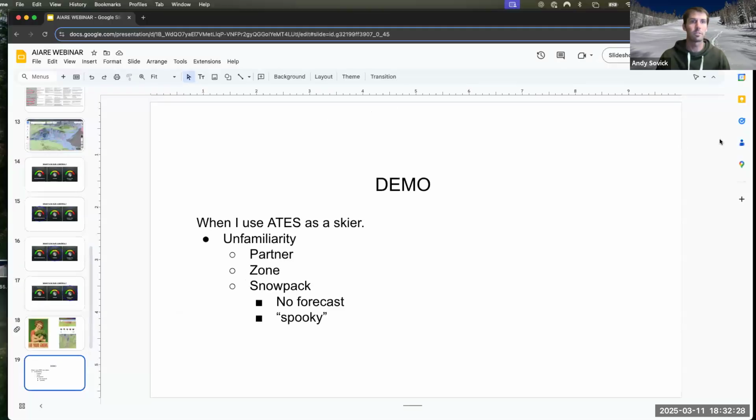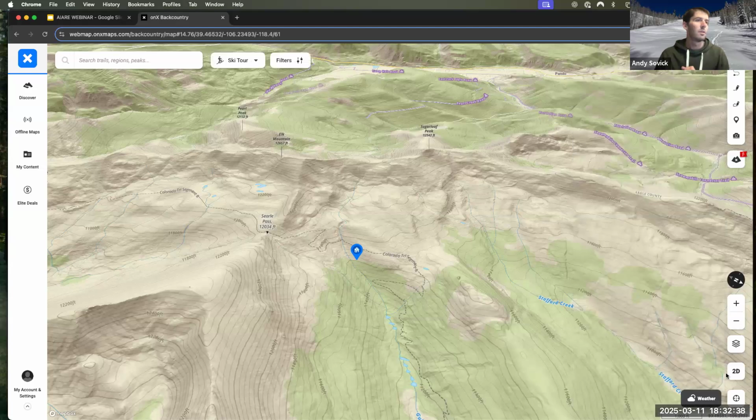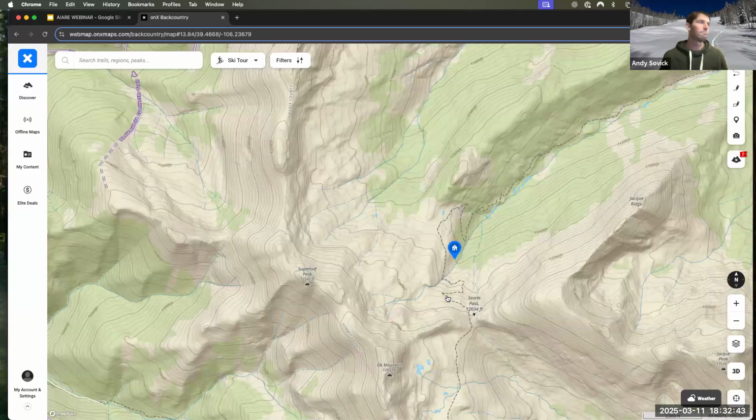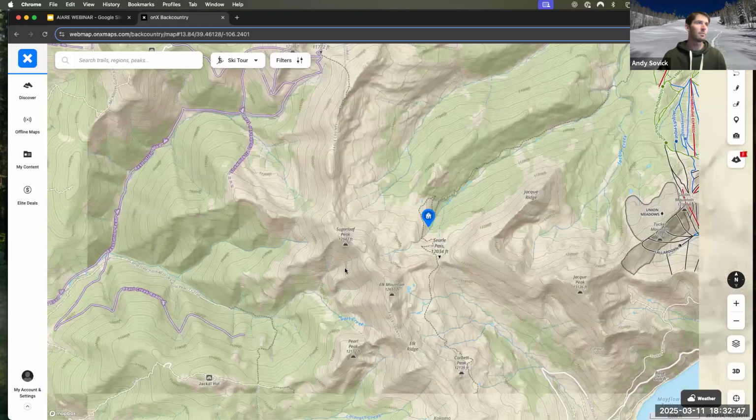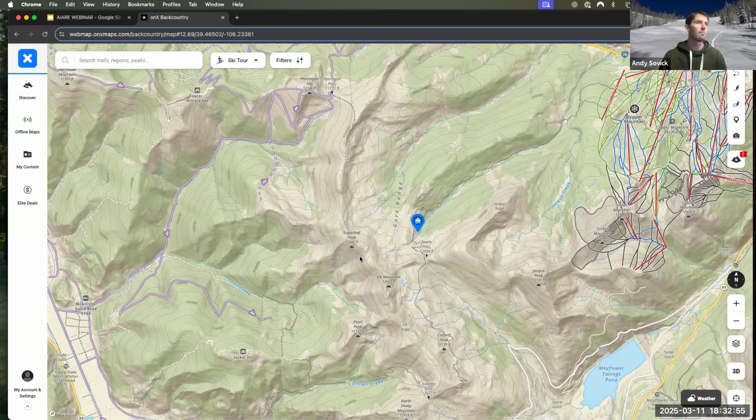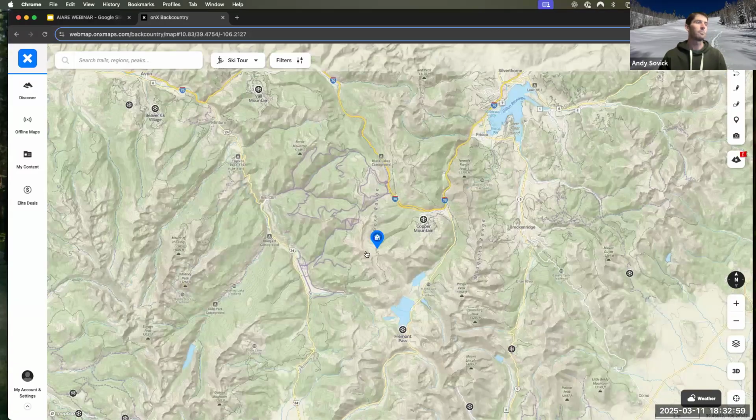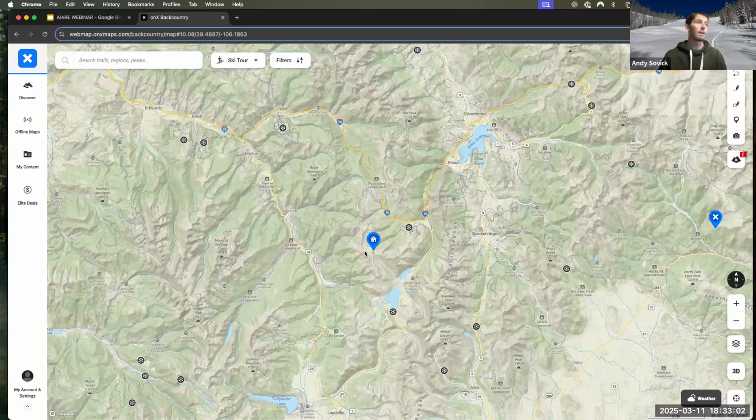Now, I'm going to switch screens. So I talked about a hut trip. This is an example of a situation where I would probably lean on ATES more than I do in my go-to spot where I go for dawn patrols and could navigate with my eyes closed. Let's say I get invited to a hut trip. This is near Vail Pass. This is Janet's cabin. I haven't been to it.